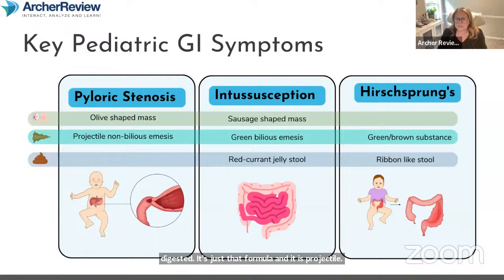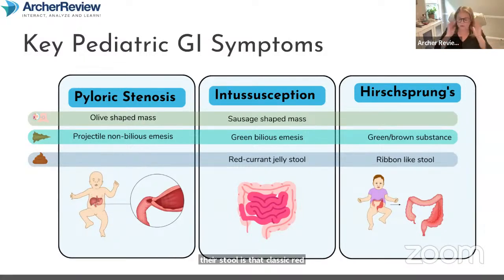Okay, next up, intussusception. Remember, this is our one that is not congenital, happens a little bit later. Their mass is a sausage-shaped mass because it's where those intestines have kind of doubled up. When they have emesis, it is a green bilious emesis. The food has made it into the intestines. It's been digested. It's got bile in there, and then it comes back up. And their stool is that classic red currant jelly stool.